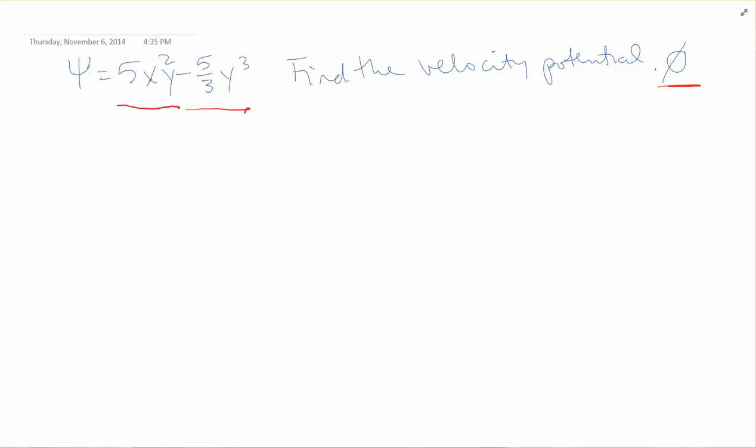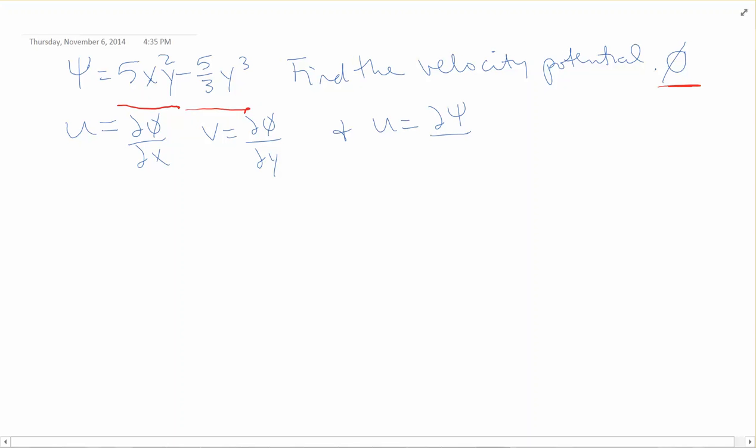First thing we need to realize is we can find our velocity components u and v using both the stream function and the velocity potential. So we know that u, which is the x component of velocity, is equal to the partial of the velocity potential with respect to x. And we know v, which is the y component of velocity, is equal to the partial of the velocity potential with respect to y. Now at the same time, we also know that u is equal to the partial of the stream function with respect to y, and v is the negative partial of the stream function with respect to x. So we're going to use both of these to solve our problem and find phi.